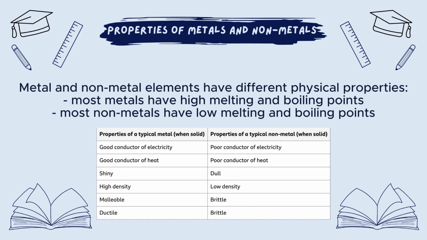Metal and non-metal elements have different physical properties. Most metals have high melting points and boiling points. Most non-metals have low melting points and boiling points. There are more differences in the table on the screen.